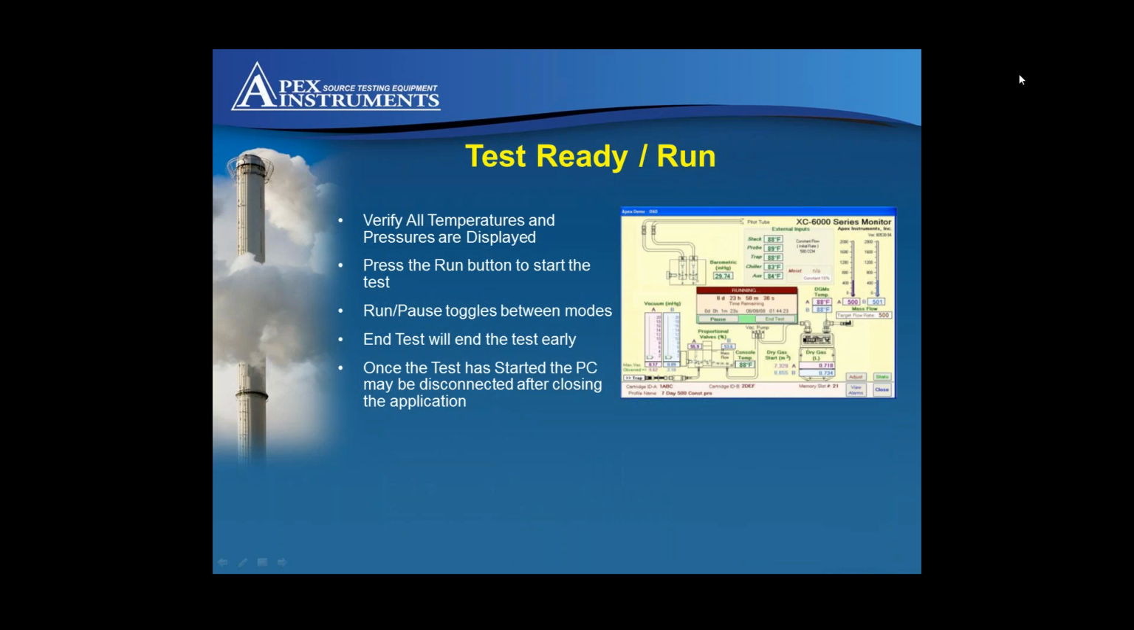Okay, so here's the monitor and run screen. Here you can see all the temperatures, the internal, the stack. We'll start at the top here. So you got the stack, the probe, and the trap, and the aux. The aux would be the heated umbilical between the probe and the system. And then, of course, you got internal monitoring.